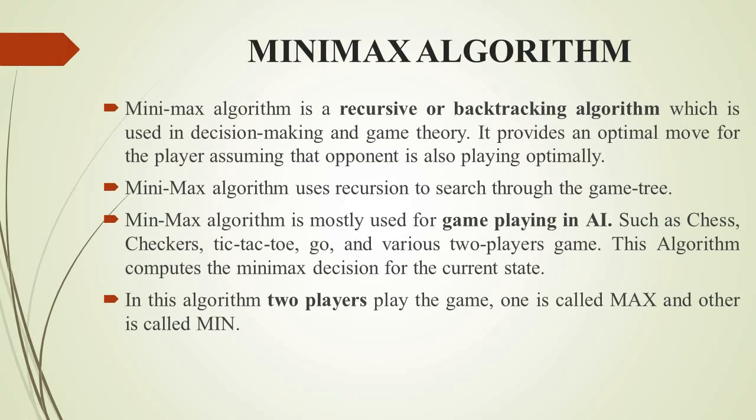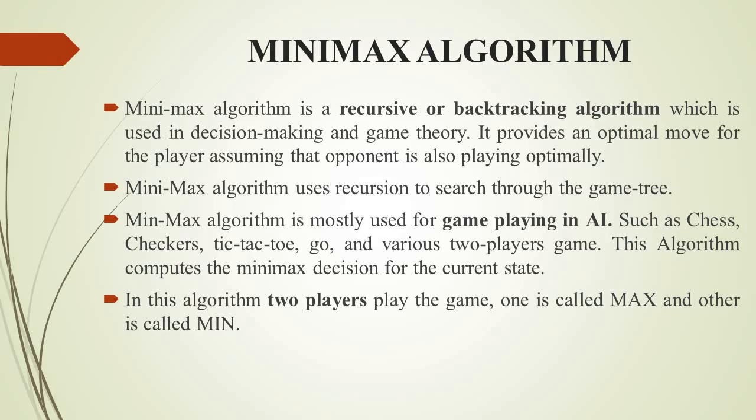So Minmax algorithm is a recursive or backtracking algorithm which is used in decision making and game theory. It provides an optimal move for the player assuming that the opponent is also playing optimally. Minmax algorithm uses recursion to search through the game tree. It is used for game playing in AI such as chess, checkers, tic-tac-toe and other two-player games.